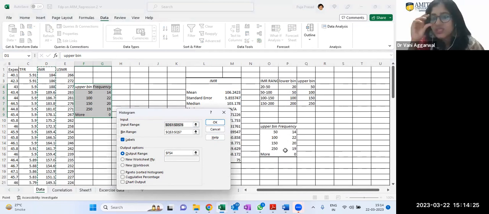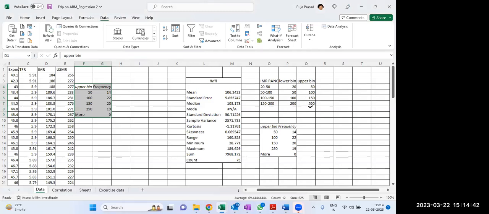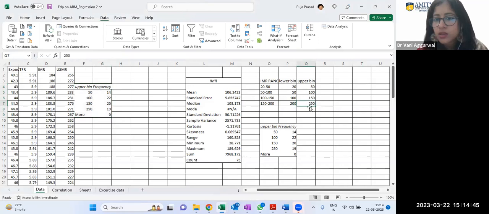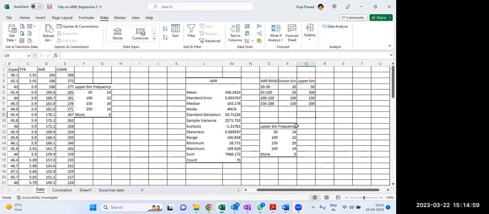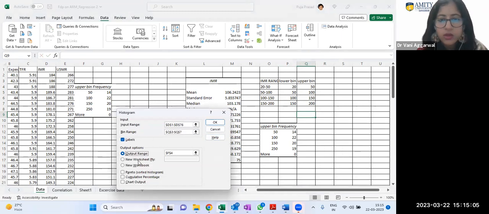No, what is the problem here? You have selected wrong upper bin, lower bin range. See, your lower is 20, 50, 100 and 150. Last figure should be 150; 150 to 200 you have created as an interval. So just correct this thing. This one should be 200. This one should be 150. Lower bin should be 150. Okay.